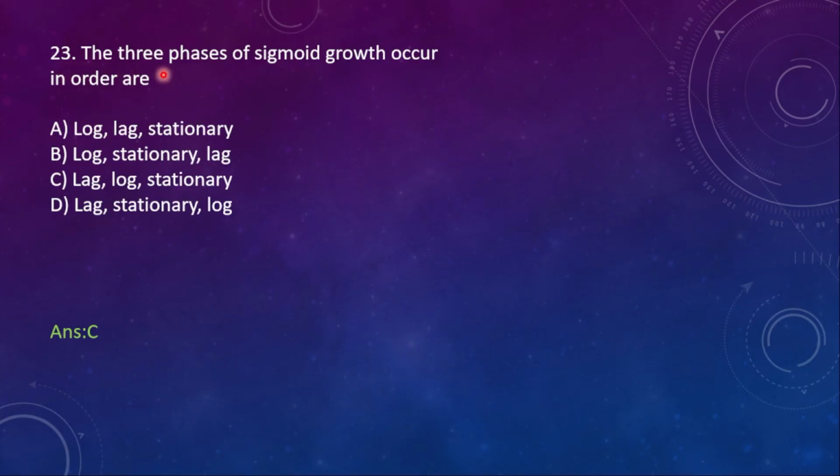Next, 23. The 3 phases of sigmoid growth occur in order as: log, lag, stationary; log, stationary and then lag; lag, log, stationary; lag, stationary and then log. Here the right option is option C, lag, log, stationary.